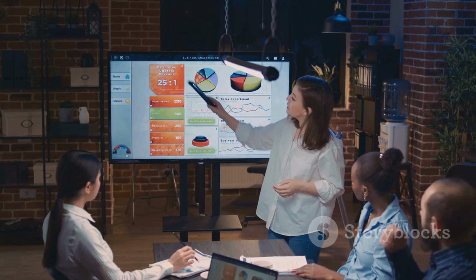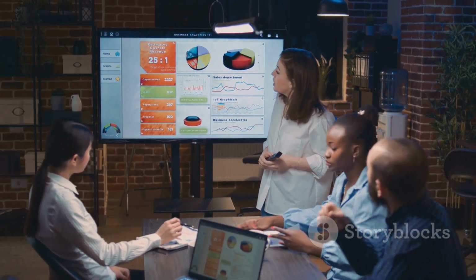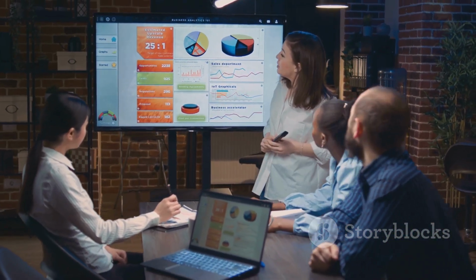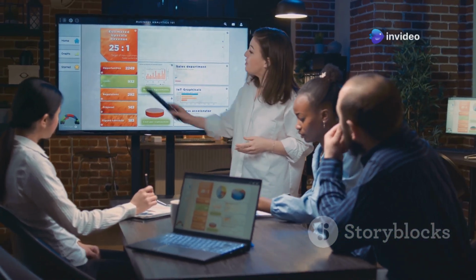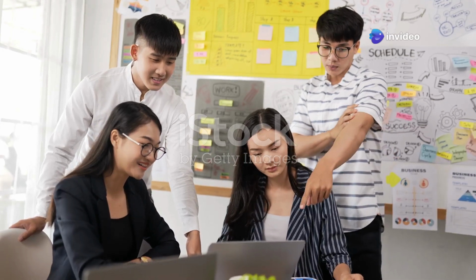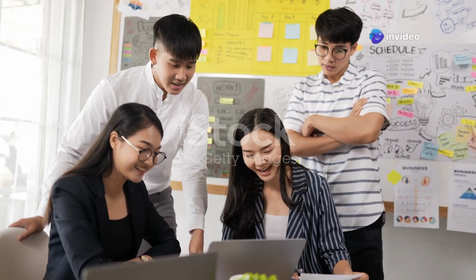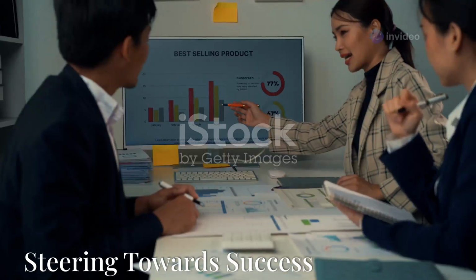From sales and marketing to customer analytics and operations, data visualization plays a vital role in every aspect of modern business. It empowers teams to work smarter, not harder, by providing the insights they need to make data-driven decisions.